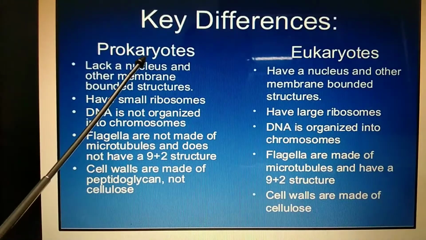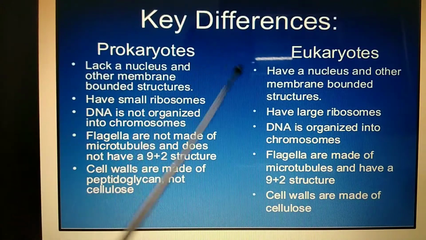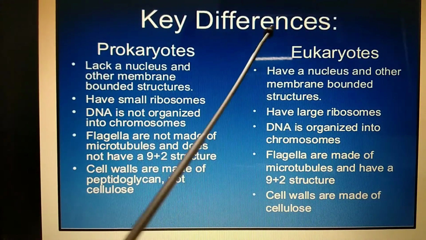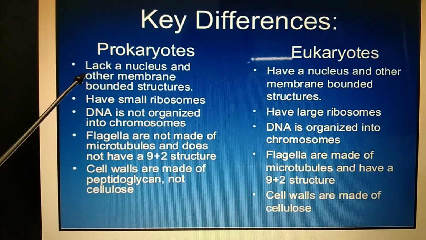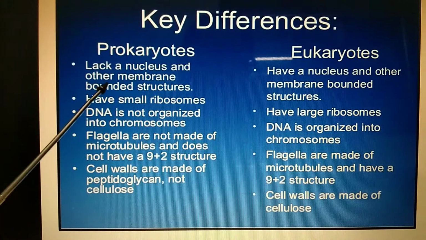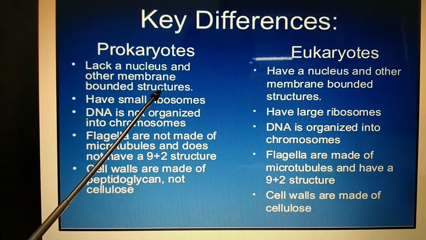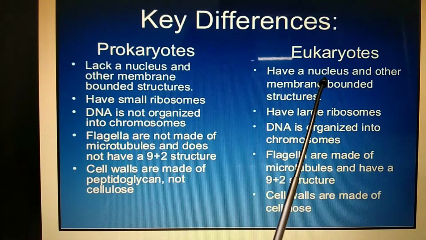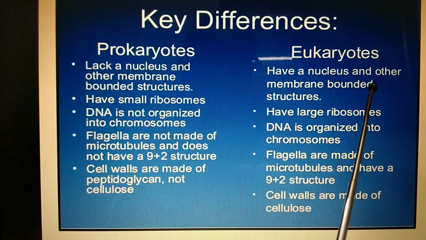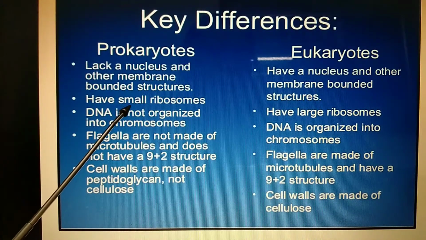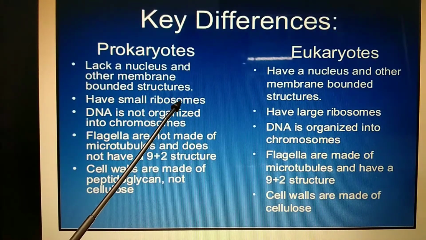Now coming to some differences between prokaryotes and eukaryotes. This is the most important question. अक्सर आपके एग्जाम्स में आएगा. So first of all, in prokaryotes, there is a lack of nucleus and membrane bound structures. On the other hand, eukaryotes have a proper, well defined nucleus with membrane bound structures. Prokaryotes contain small ribosomes.